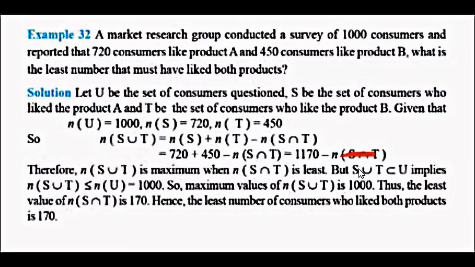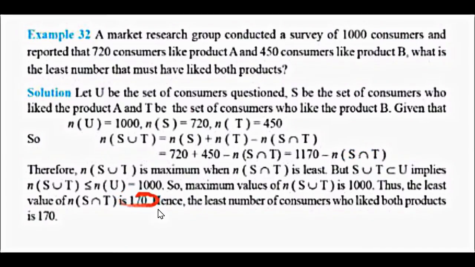But we also know that S union T is a subset of U, which implies that the number of elements in S union T can never be more than 1000. So the maximum value of n(S union T) is 1000. So the least value is what? You just subtract 1000 from 1170, and that will be 170. So the least number of consumers who liked both products is 170.